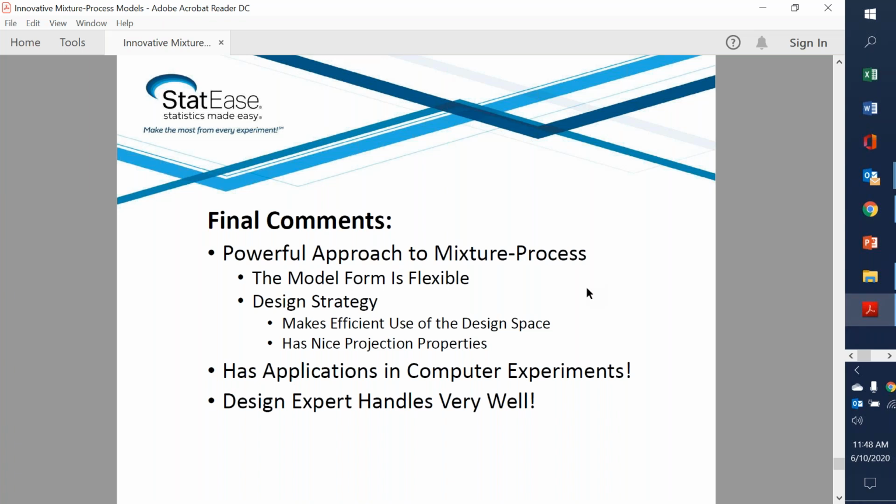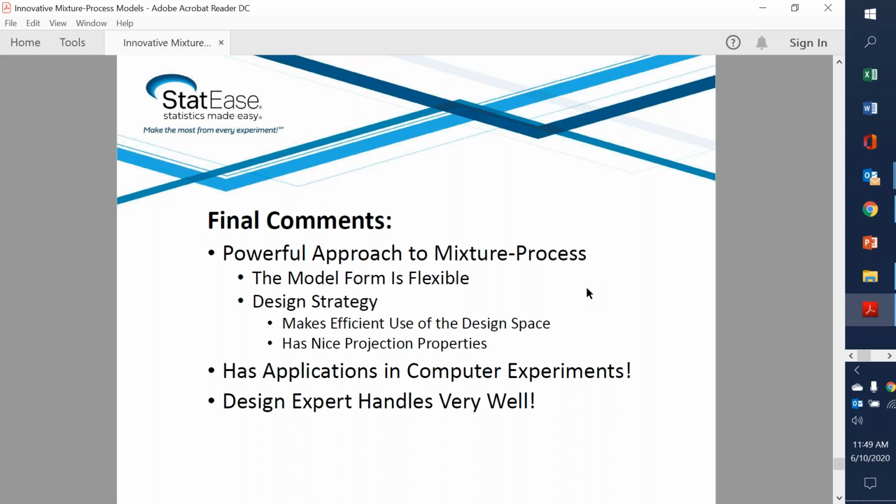Just some final comments. You know, the KCV models and designs are really a very powerful approach to dealing with the mixture process problem. Model form is very flexible. The design strategy is intended to make efficient use of the design space, has nice projection properties. I like the original design strategy that we did in the paper. Of course, we're clearly biased to that. Design Expert will allow you to do that through the candidate point list. They'll also come up with an optimal design, and that's fine too.